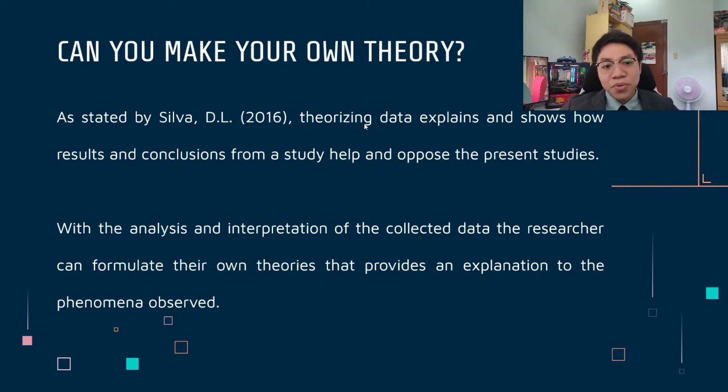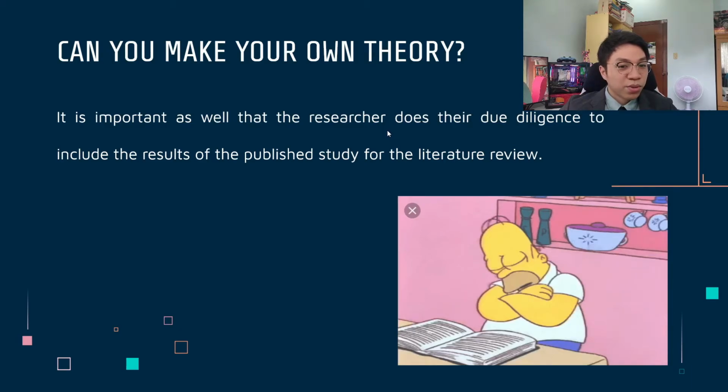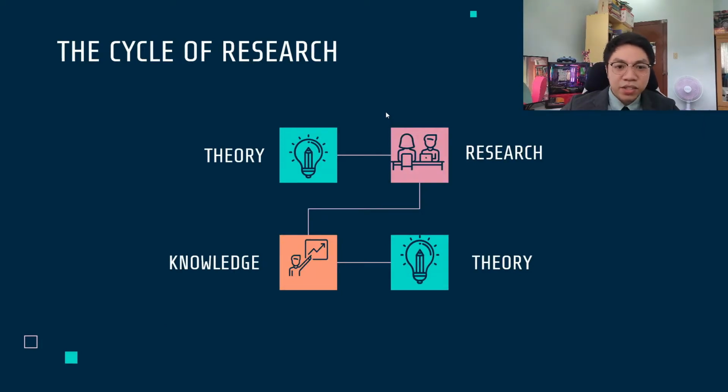So, can one make their own theory? And as stated by Dr. Silva in 2016, theorizing data explains and shows how results and conclusions from a study help and oppose the present studies. With the analysis and interpretation of the collected data, the researcher can formulate their own theories that provide an explanation to the phenomena observed. So it is very important that the researcher does their due diligence to include the results of the published study for the literature review. So this gets us to the very cycle of research.